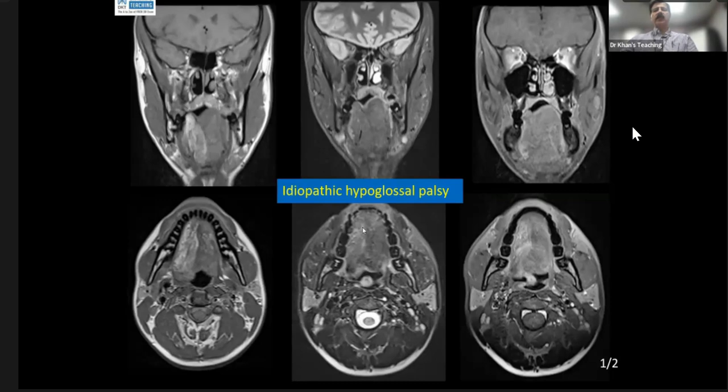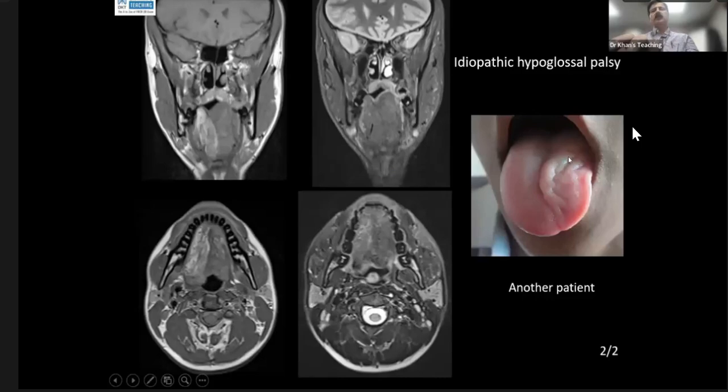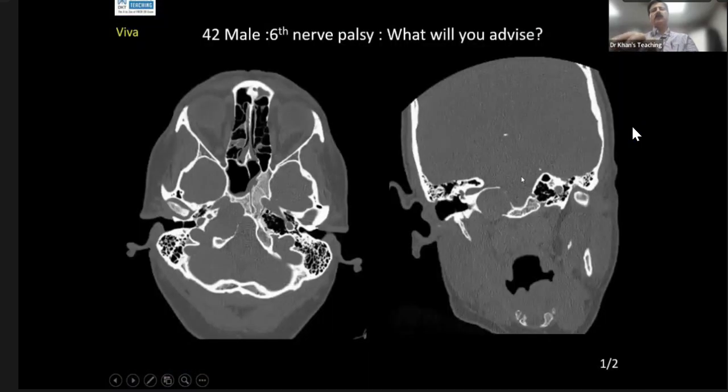So this can be a potential exam scenario. The examiner can show you this kind of case, and you will ask for the rest of the imaging. You will go through it, and you might find a tumor or a lesion to explain the findings. But if you do not find a lesion, then you call it idiopathic hypoglossal palsy. Remember this concept. So this is another patient. This is not this patient, but just to make a point, this is what happens. Okay, candidate 4, over to you.